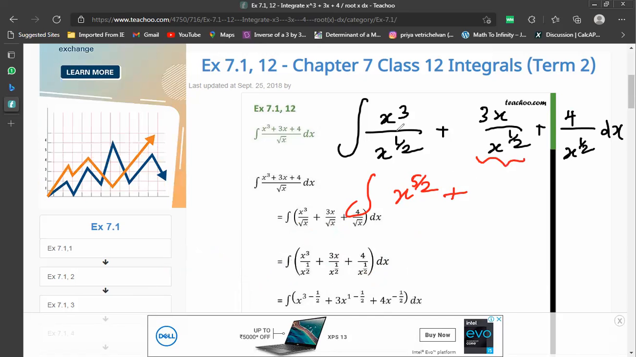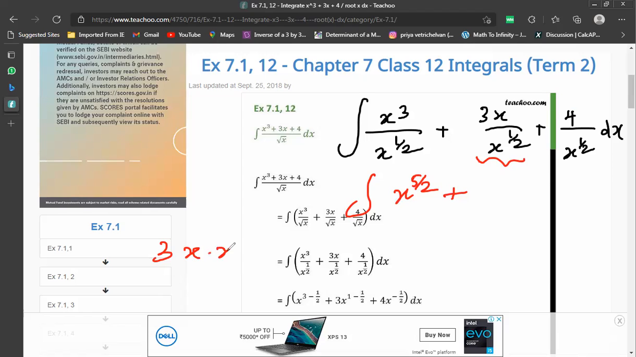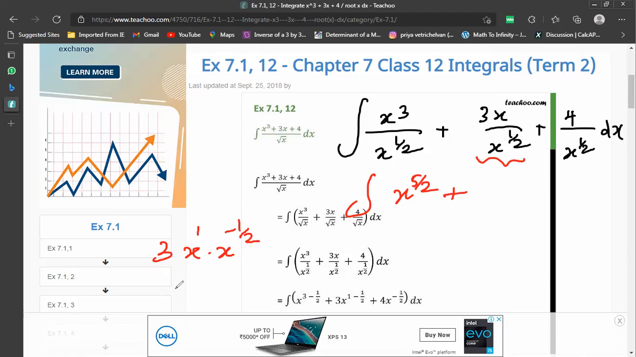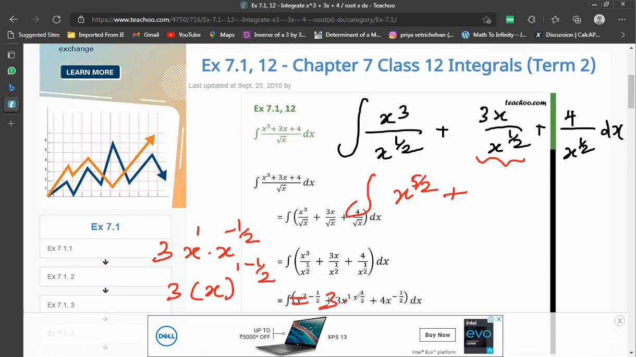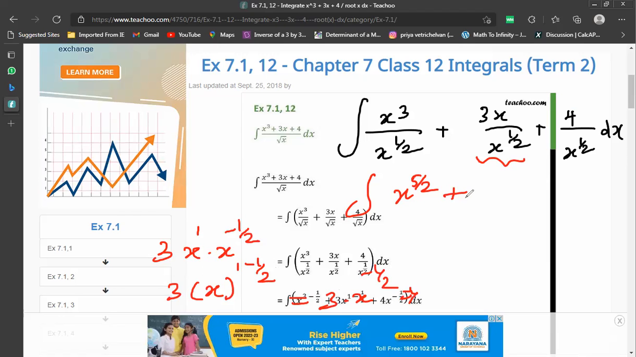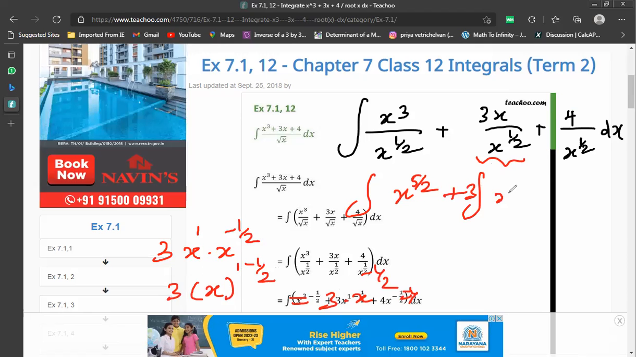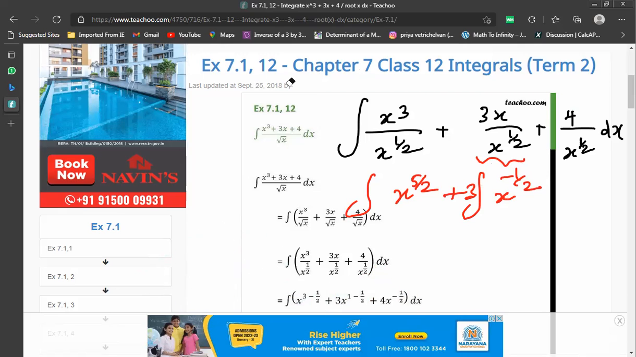And for the second one, it's 3x upon x power 1 by 2. So you can rewrite that as 3x into x power minus 1 by 2, which can be written as x power 1 minus 1 by 2. 1 minus 1 by 2 is nothing but 1 by 2. So 3 into x power 1 by 2. You can always keep the constant outside of the integral symbol. Plus 4 upon x power 1 by 2. So this can be written as 4 into x power minus 1 by 2.